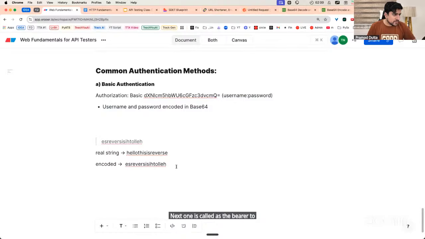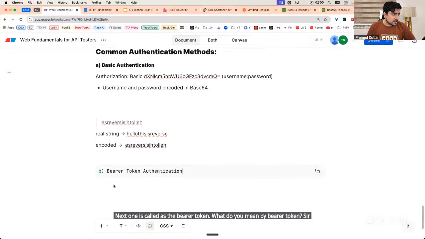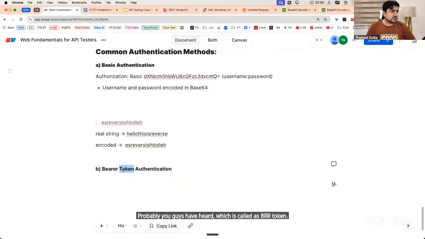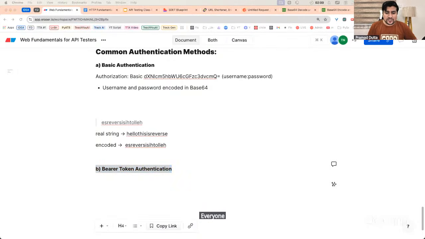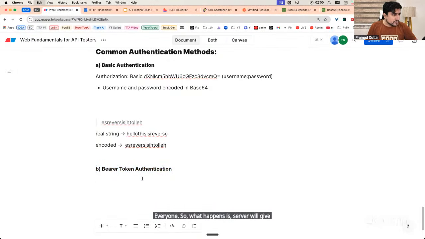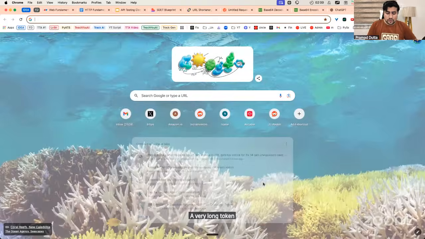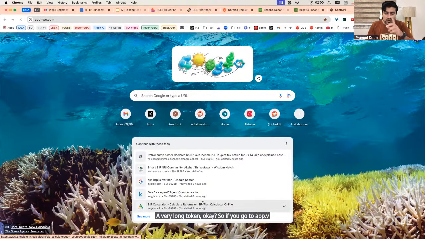What do you mean by bearer token? The second type, which you have probably heard, is called bearer token. What is bearer token? Bearer token is very similar to the metro token which I have given to you. So what happens is the server will give you a simple type of token, a very long token. If you go to app.vw.com, this is how the token will look.